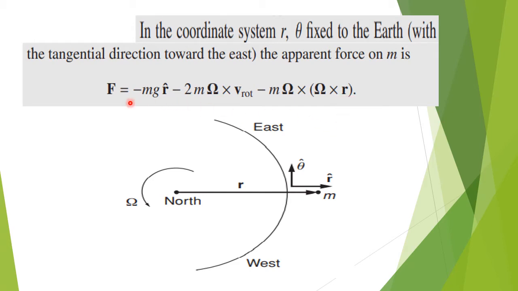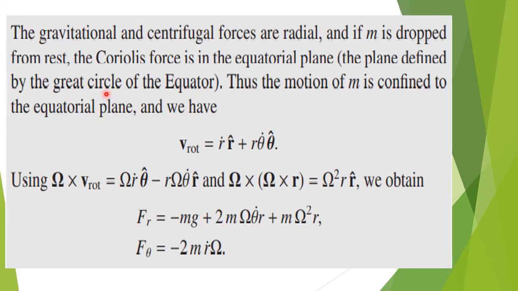So now we are going to find out what the apparent force is. We know that the gravitational force as well as the centrifugal force are radial. They act along the radius from the center of Earth. And if we drop a mass m from rest, the Coriolis force is in the equatorial plane, the plane defined by the great circle of the equator. So the mass will be falling in that plane. The mass is confined to the equatorial plane.